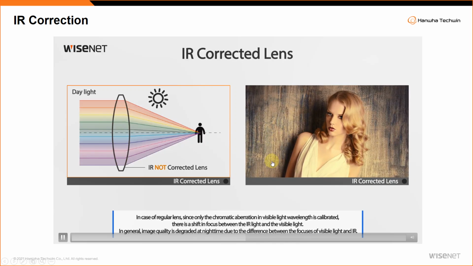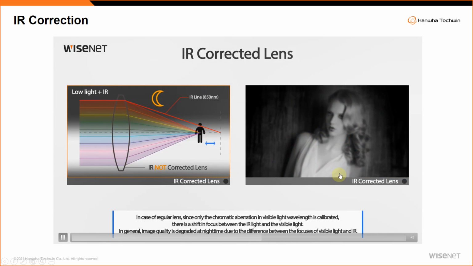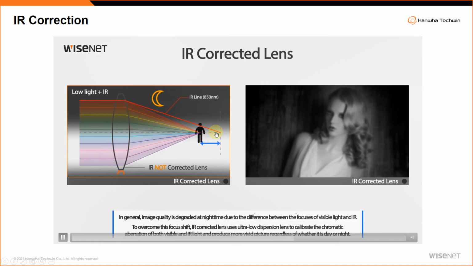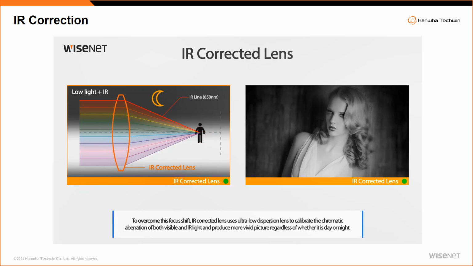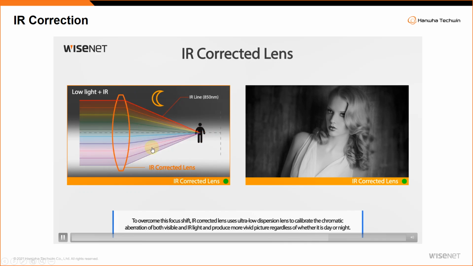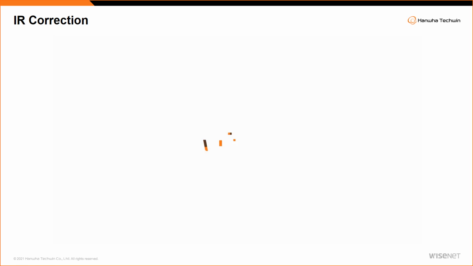Okay. Now the same camera at night time, it's blurred out because the focus of the IR beam is on a different point. So it has to be readjusted. However, if you use IR corrected lenses, even in night time, it makes sure that the IR beam is also focused at the same point. Okay.